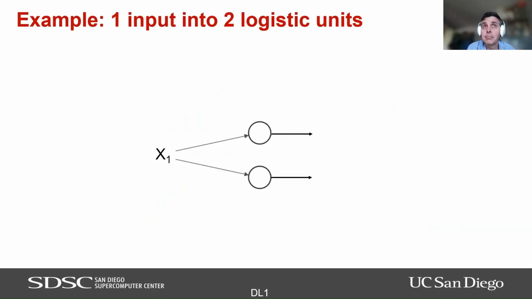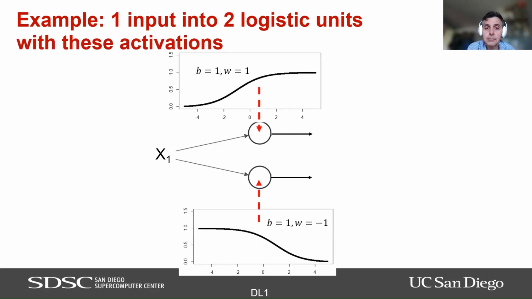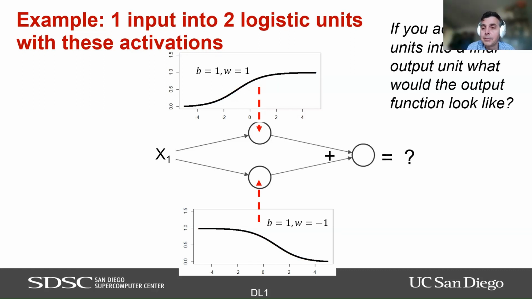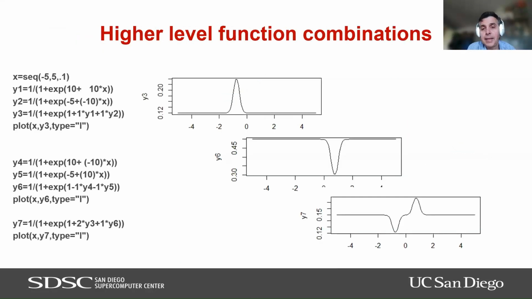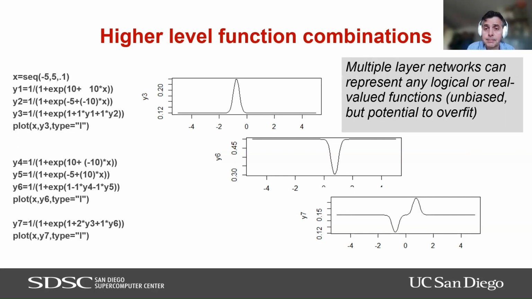And if we start combining these, so here I have one input and two units, and each unit is a function, and they might have different parameters. They have different shapes, and if we add them together, we're going to get something more interesting. So in this case, we add them together, and these two original functions are shifted over a little bit, and so now we get a bump function. It peaks at a certain value of x1. And we can play this game, and you can build all kinds of complicated functions, just by playing around with those parameters.